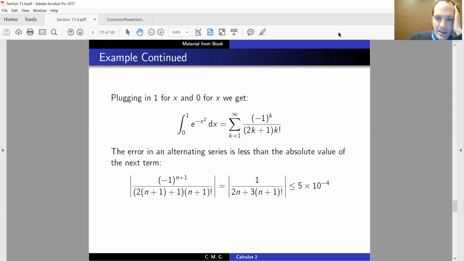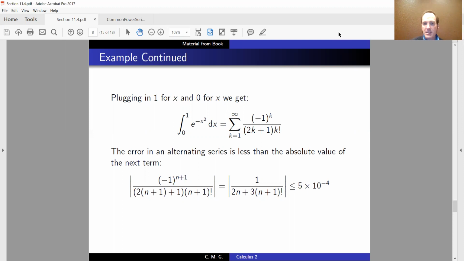And so what I need to do is think, okay, the error here is going to be the absolute value of negative 1 to the n plus 1 over 2n plus 1 times n plus 1 factorial. So it's like 1 over (2n plus 3) times (n plus 1) factorial. And what I do is then say, okay, I need that to be within 5 times 10 to the negative 4th. So less than 5 times 10 to the negative 4th.